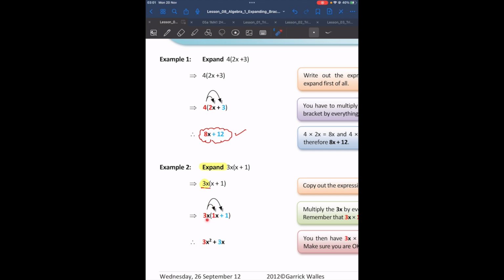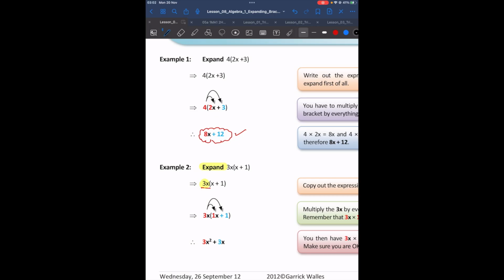Now remember that x times x is x squared. So when you multiply 3x by 1x, you're going to end up with 3x squared. And then 3x times 1, anything times by 1 is itself. So we're going to end up with plus 3x.